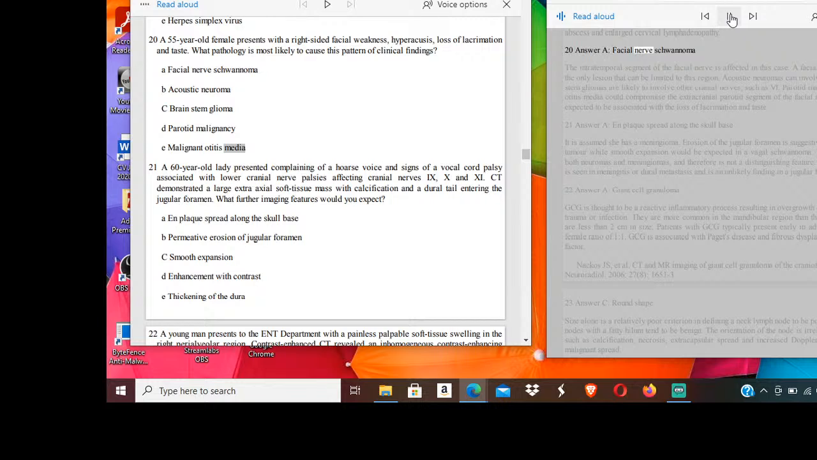20. Answer A. Facial nerve schwannoma. The intratemporal segment of the facial nerve is affected in this case. A facial nerve schwannoma is the only lesion that can be limited to this region. Acoustic neuromas can involve CN 8, while brain stem gliomas are likely to involve other cranial nerves such as 6. Parotid malignancy and malignant otitis media could compromise the extracranial parotid segment of the facial nerve, but would not be expected to be associated with the loss of lacrimation and taste. 21. Answer.